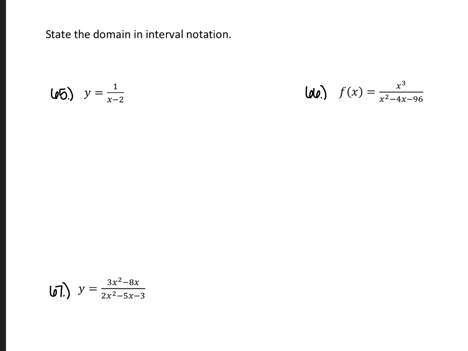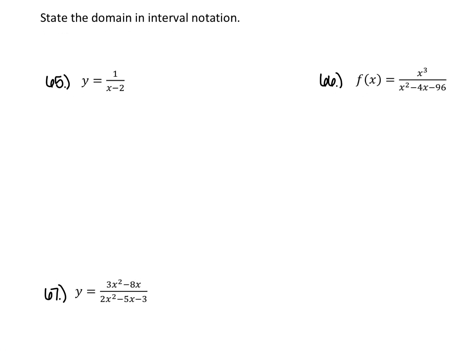For 65 through 67, you're stating the domain in interval notation. With these, remember, you're taking the denominator, setting them not equal to 0, and then solving. So for 65, you have y is equal to 1 over x minus 2. Take the x minus 2, set it not equal to 0, and solve. Add your 2 over. You get that x cannot equal 2.